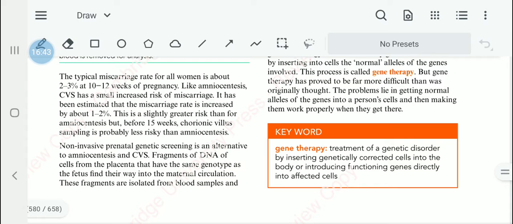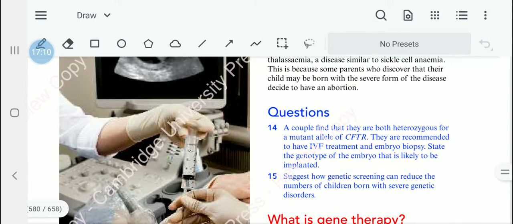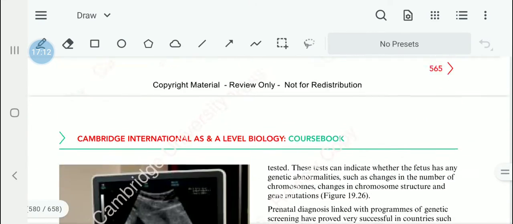Then there is also non-invasive prenatal genetic screening, that is, without using amniocentesis and CVS. Fragments of DNA from cells of the placenta, which have the same genotype as the fetus, get added to the mother's circulation. If these can be taken out, they can be tested for any genetic problems.